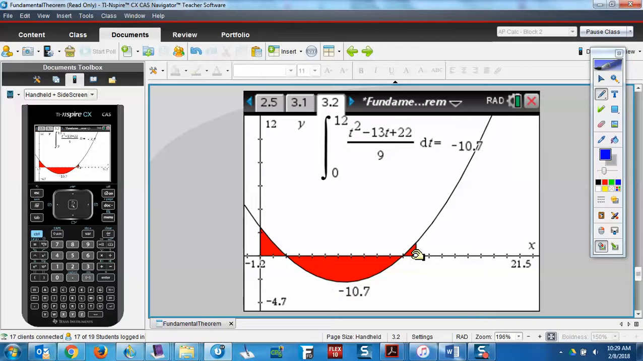And now I'm going to start picking up what? Bigger and bigger and bigger positive chunks. So the area graph is going to start going up, up, up, up like that.